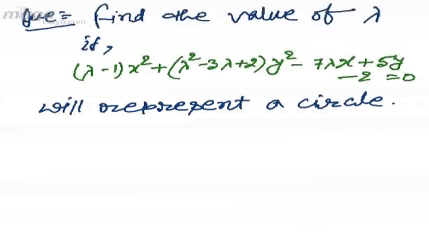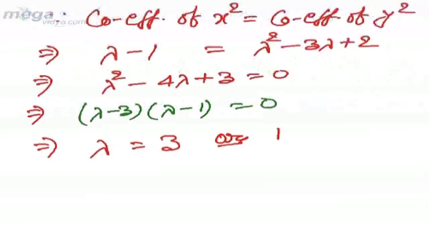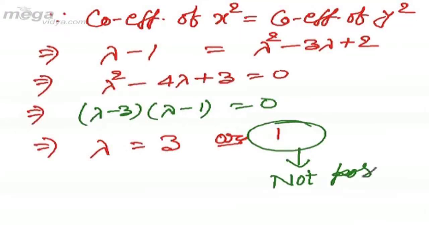1 square minus 3 into 1 plus 2. That means both the second degree terms will vanish. We will get only a linear equation in x and y. And this linear equation always represents a straight line, not a circle. This lambda equal to 1 is not possible.